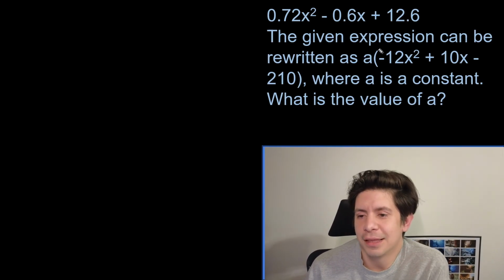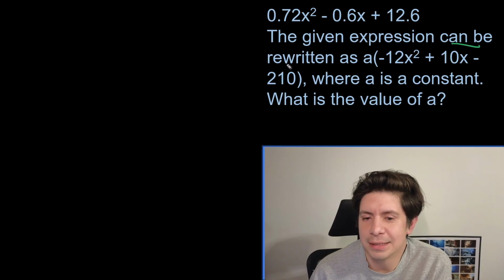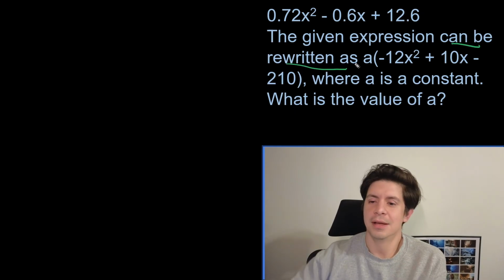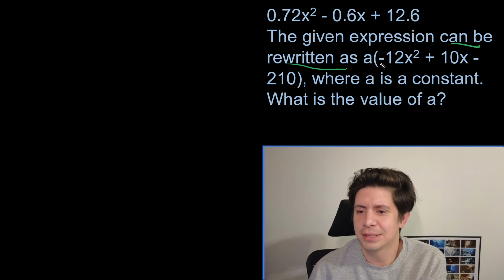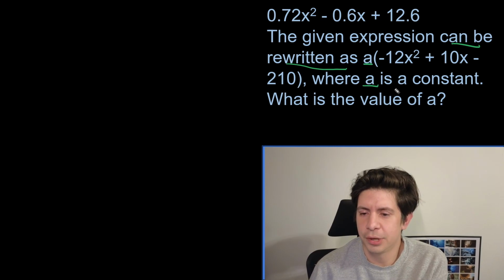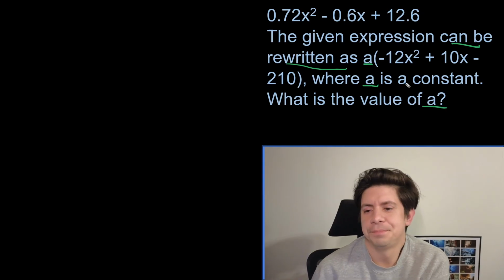So why is this question a great example of how students overthink things? The reason they overthink is because if you're told it can be written as this, that means it must be equal to it. So students will see this and be like, what's going on here? This is different from this. The values aren't the same. The signs are different. But we're looking for a, right? So what is the value of a?